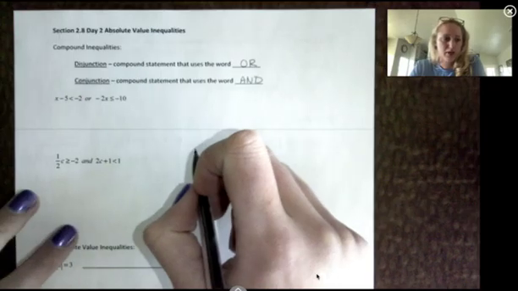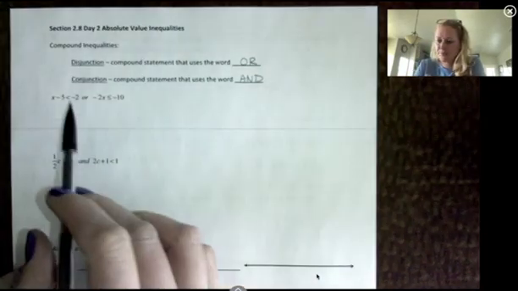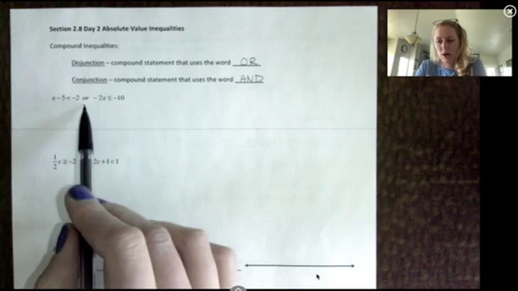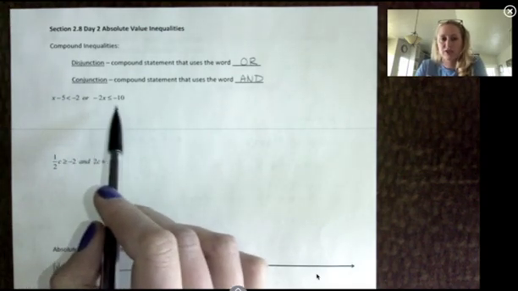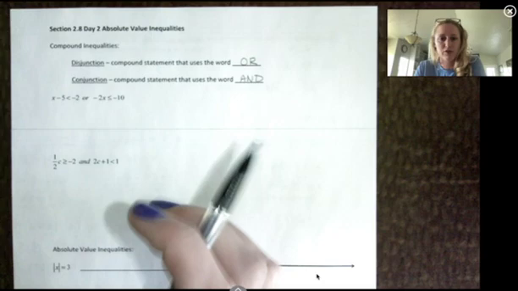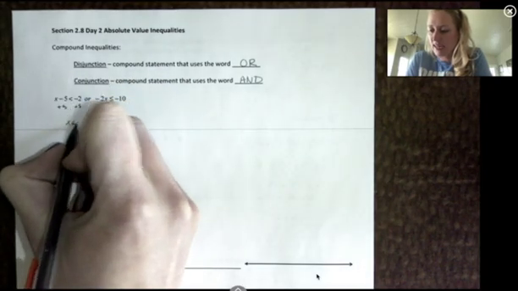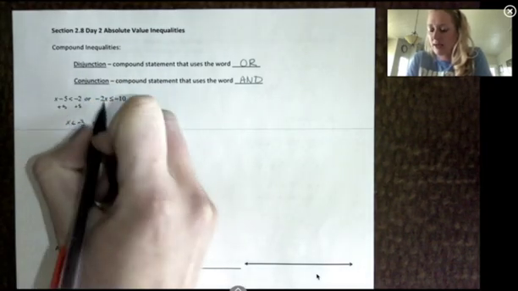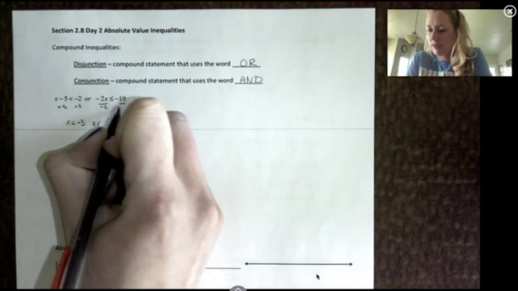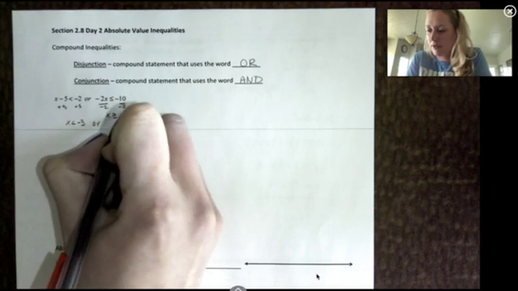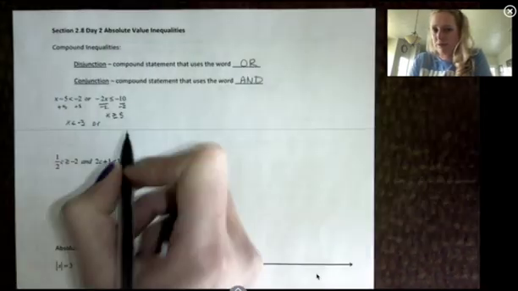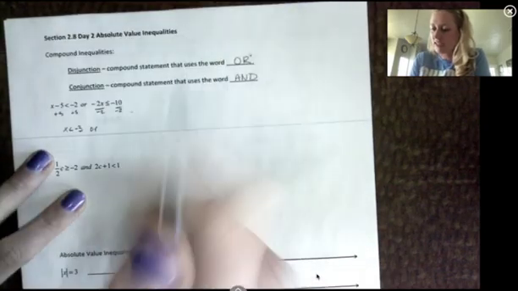And so here's one example. This is a disjunction. x minus 5 is less than 2, or negative 2x is less than or equal to negative 10. When this happens, we essentially have two different pieces, and we can solve them separately. So I'm going to add 5 to both sides, so I get x is less than negative 3. Or, and then I'm going to do this one, divide by negative 2. Dividing by a negative is going to flip my symbol so that I get x is greater than or equal to 5. Oh, sorry, I should put that on the same line. So I have x is less than negative 3 or x is greater than or equal to 5.